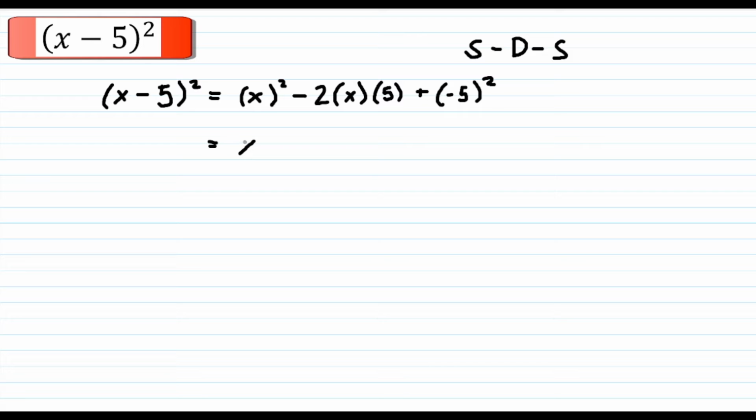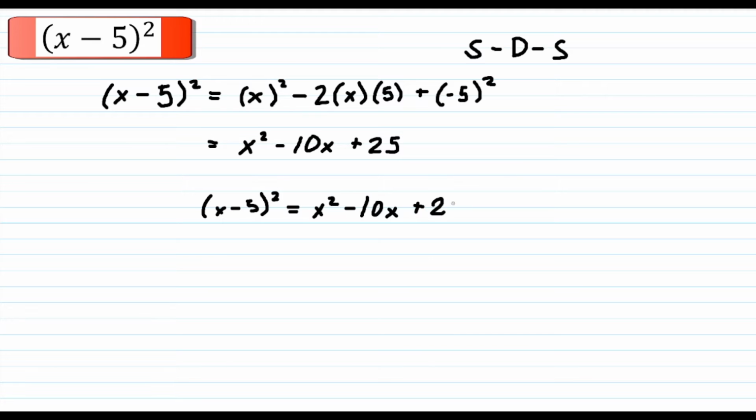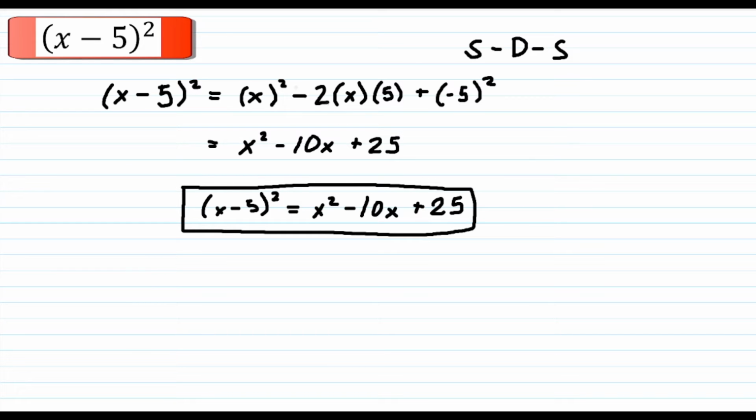Okay? So, simplifying. So, x squared minus 10x plus 25. Okay? So, ang square ni x minus 5 is x squared minus 10x plus 25. Okay, so that is our example number 3.